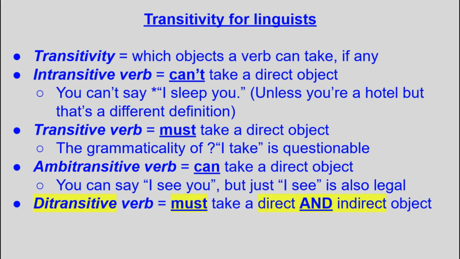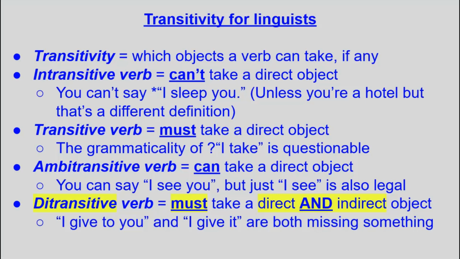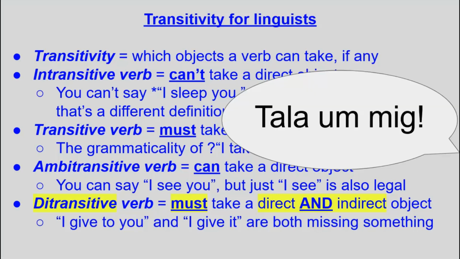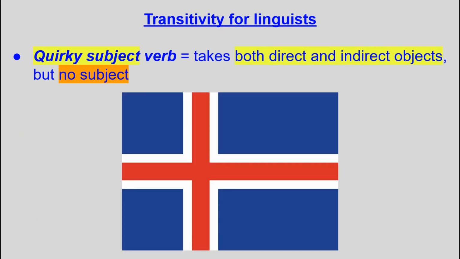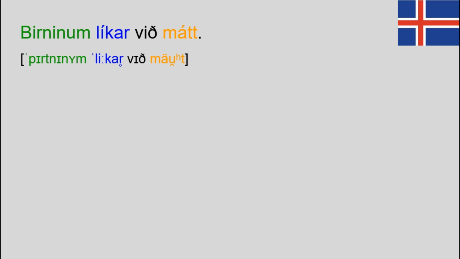The last type of transitivity is ditransitive, which is when a verb has to take both a direct and indirect object. The most common example of these is give. But there is one rarer type of transitivity that seldom gets talked about, and it's called the quirky subject. These verbs govern two objects, one direct and one indirect, but with no subject. It's most discussed in Icelandic. For example, Byrnunum líkar við mátt.